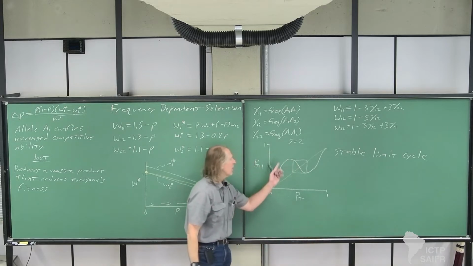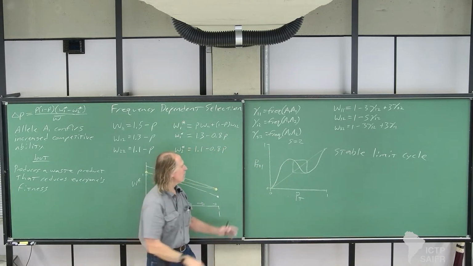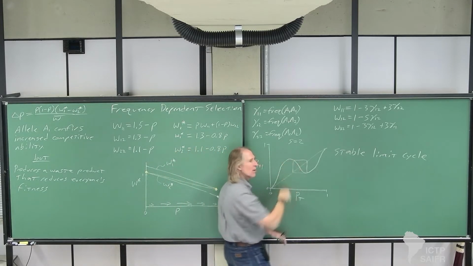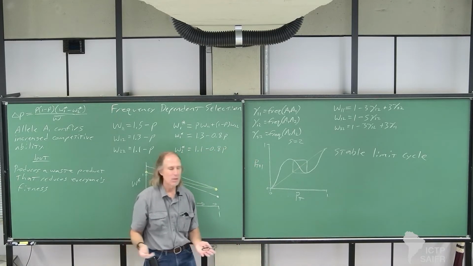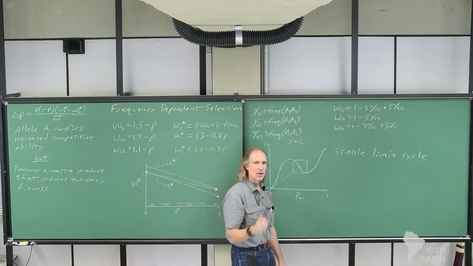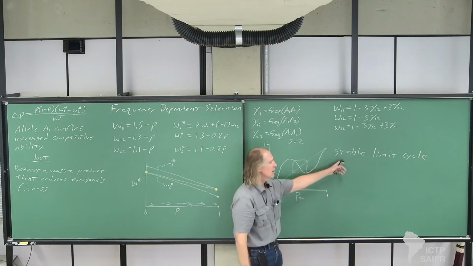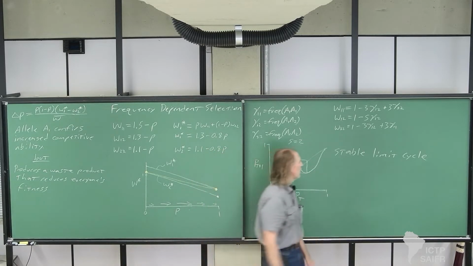Now, if I make s bigger, if I tune it up more, this gets steeper and steeper, and you go through period doubling, and you can get chaotic dynamics out of it. But that's not the interesting case. The really compelling case is the stable limit cycle. Because think about it, what does that mean?